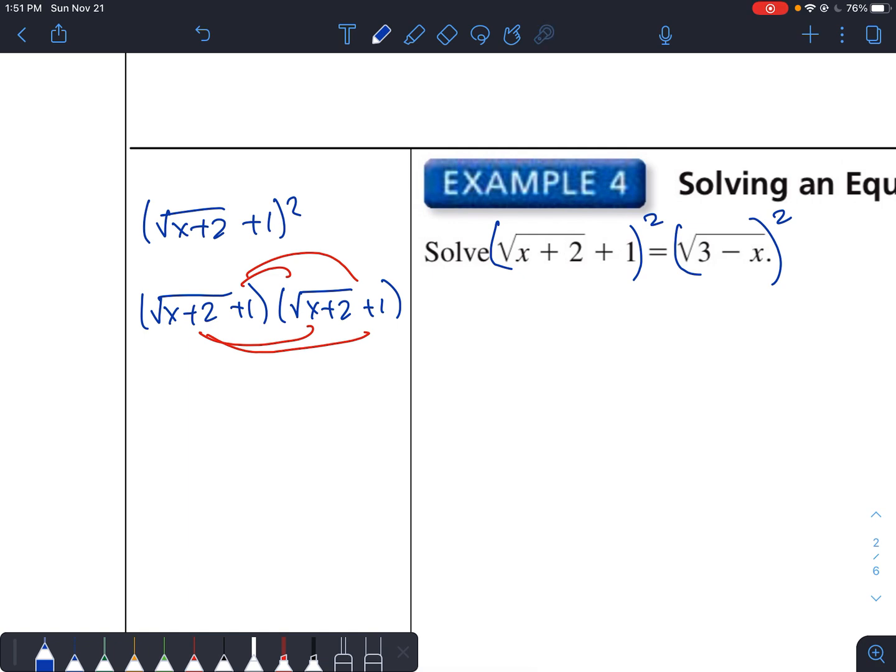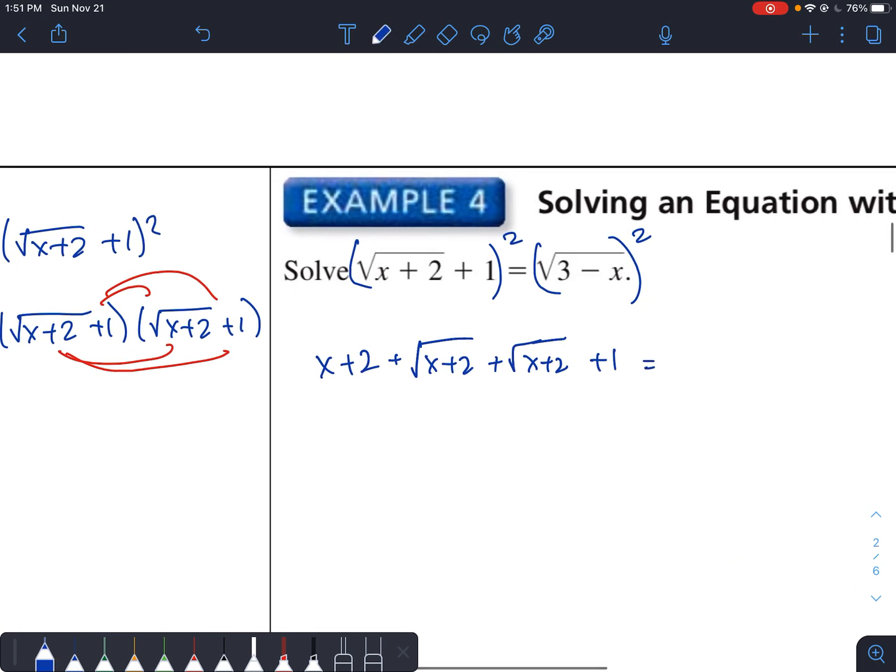So here I have the square root of x plus 2 multiplied by the square root of x plus 2. That is the square root of x plus 2, squared, so I would just be left with x plus 2. Square root of x plus 2 times 1 is the square root of x plus 2. And then the inner terms would be 1 times the square root of x plus 2, which is square root of x plus 2. So I have square root of x plus 2 plus the square root of x plus 2, and then I have 1 times 1, which is 1. On the right side, I would have 3 minus x. The radical would go away.